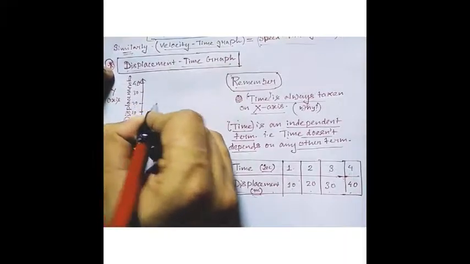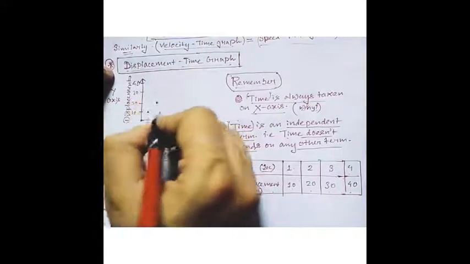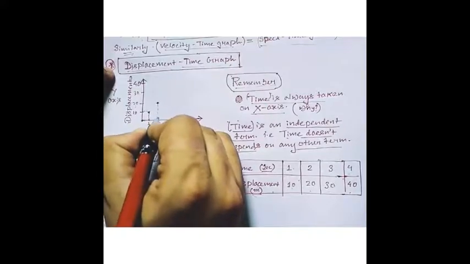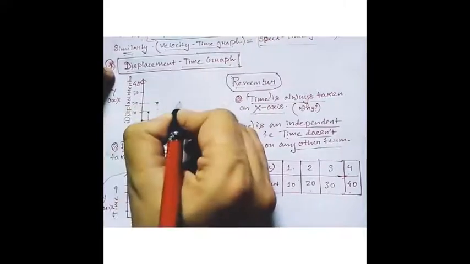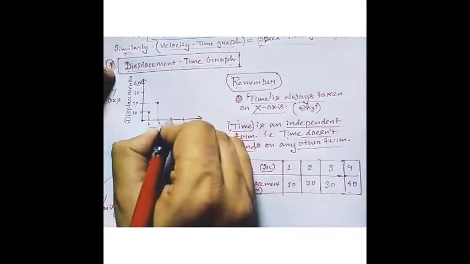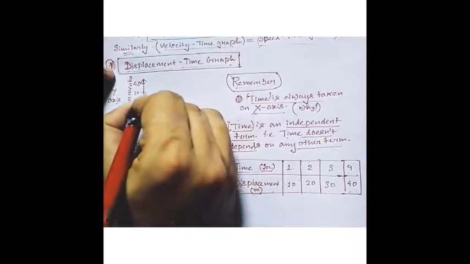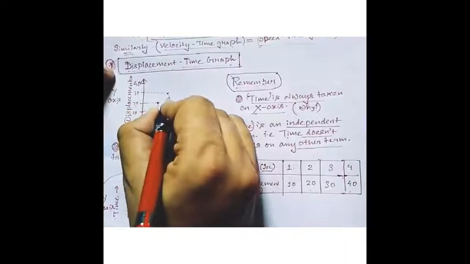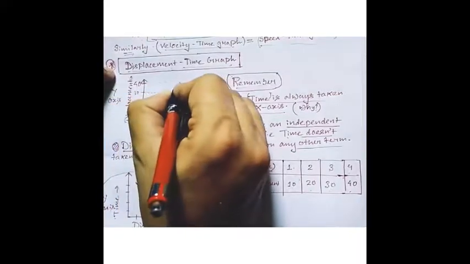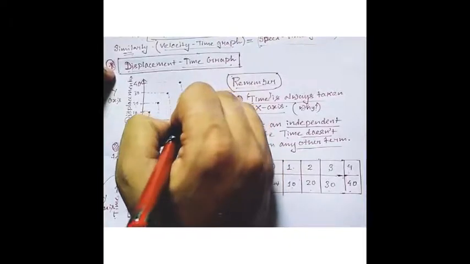So this is the point. When the time is 3 seconds, displacement is 30. I will draw these points properly so you can understand this. So when the time is 3 seconds, this is 3 seconds, and this is the point (3, 30), this is 30, and this is 3 seconds. When the time is 4 seconds, displacement is 40. So this is the point (4, 40).